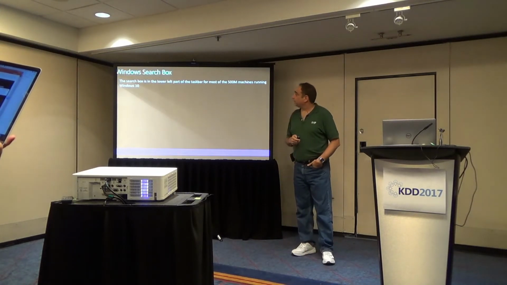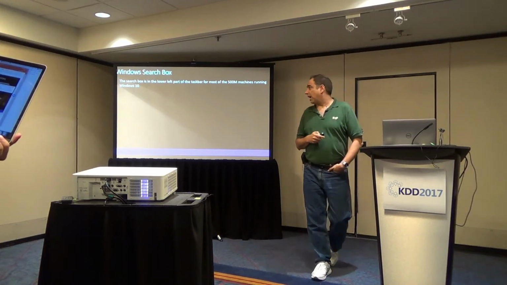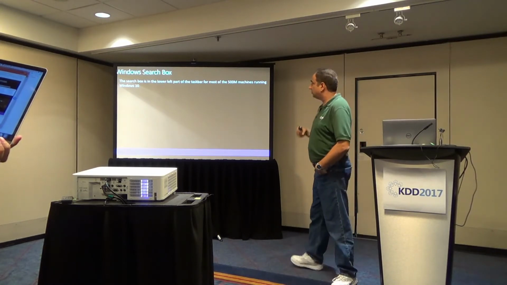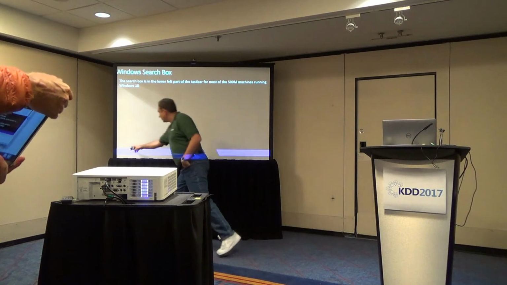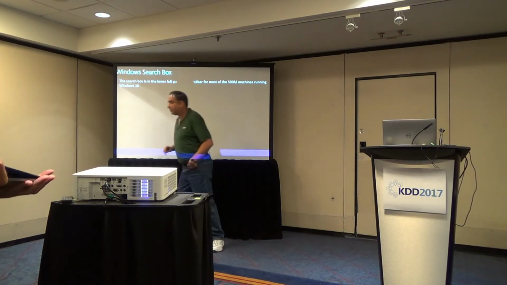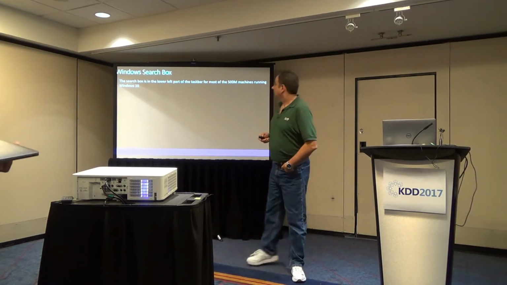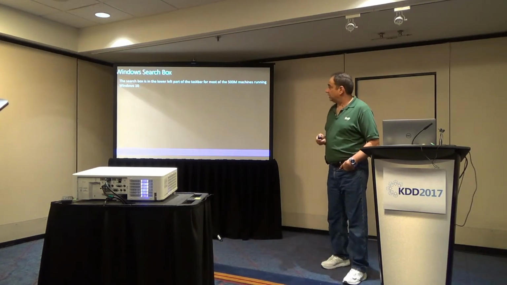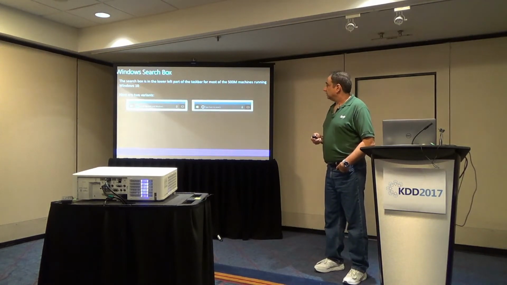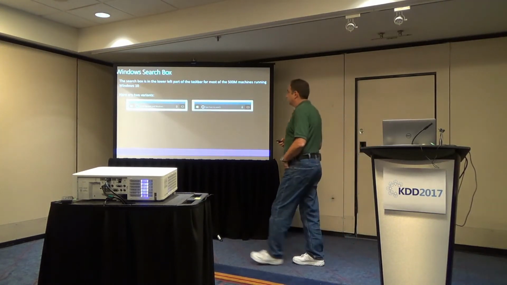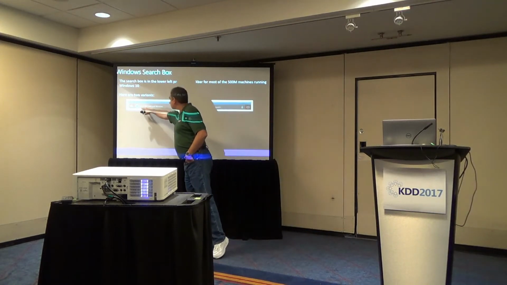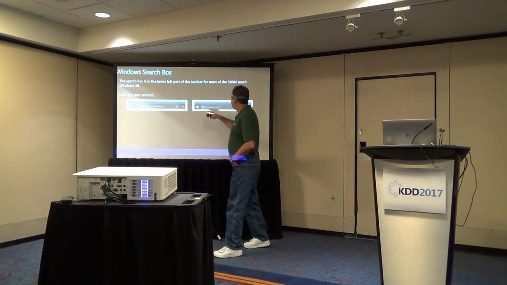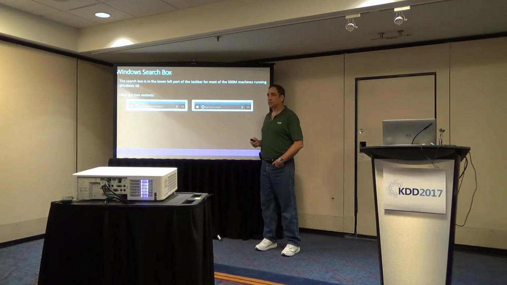So the first example is the Windows search box. If you've used Windows after Windows 8, there is a little search box in the taskbar on the lower left, and that runs on a lot of machines. Here are the 2 variants I'm going to ask you about. One of them says, "Search the web and Windows." The other one says, "Type here to search."